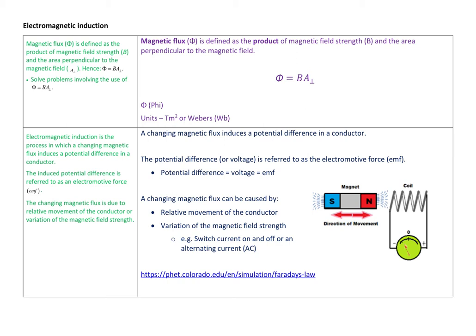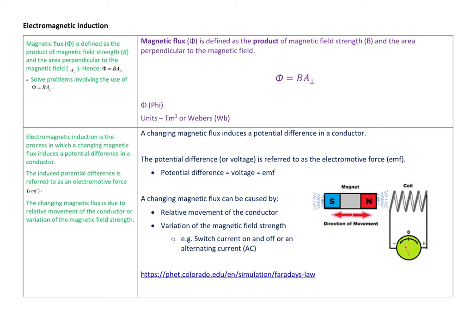So in an alternating current supply or an AC power supply, the positive and the negative are always alternating. That means that the direction of the magnetic field is always oscillating, so that therefore creates a changing magnetic flux as well. So, yeah, basically 3 ways we can create a magnetic flux.